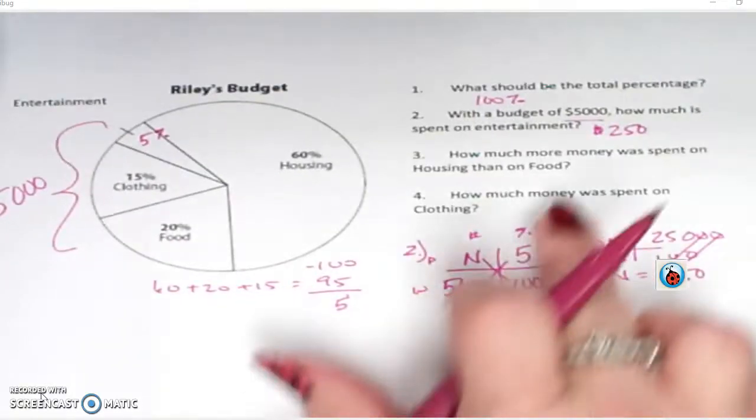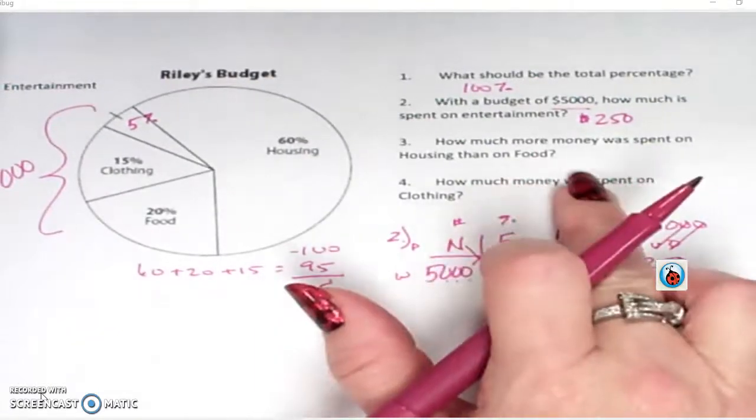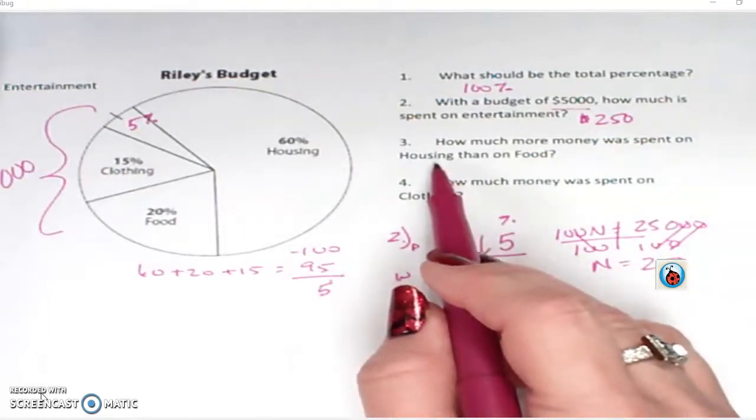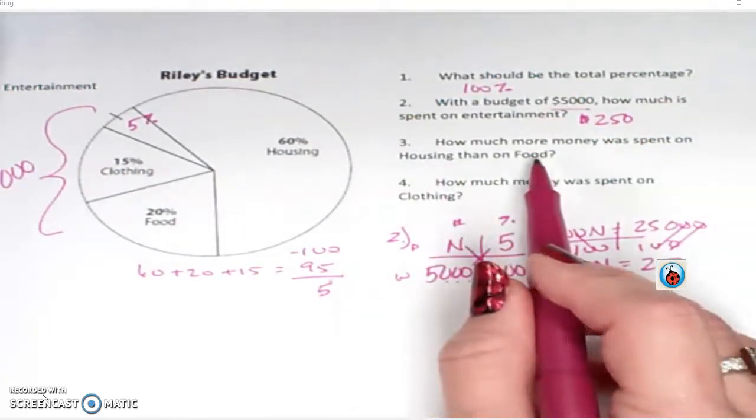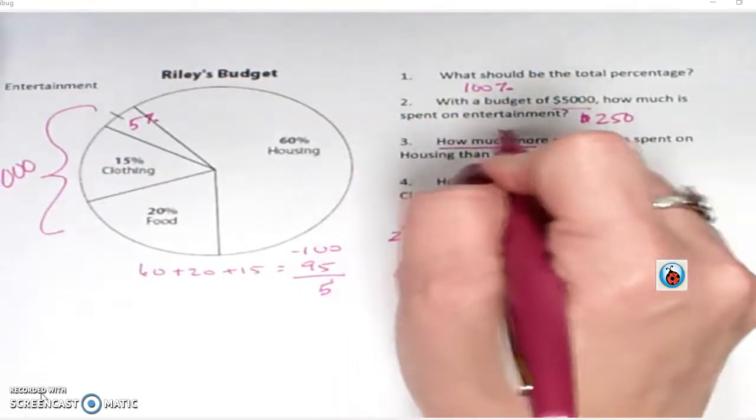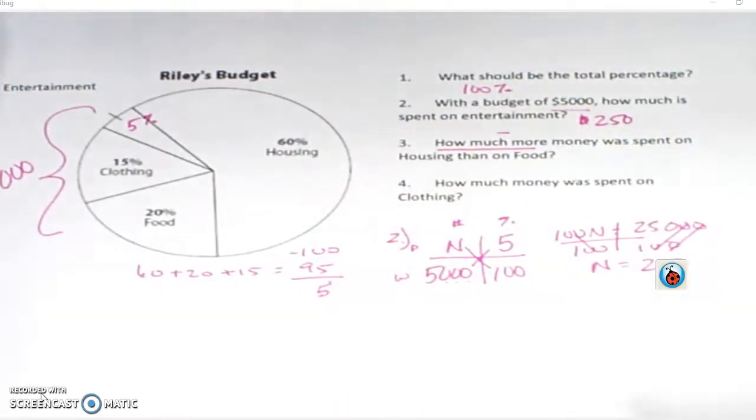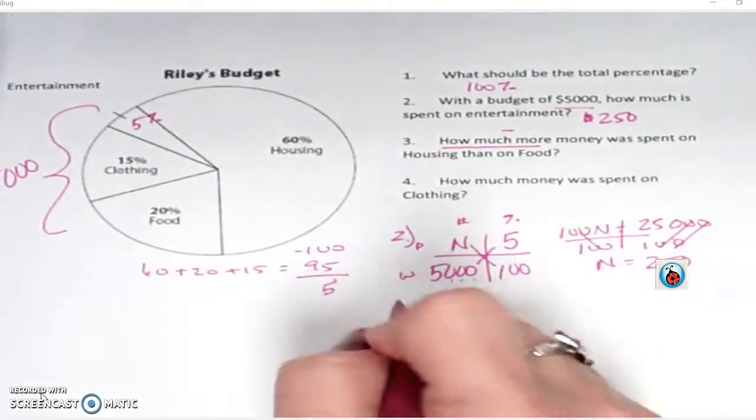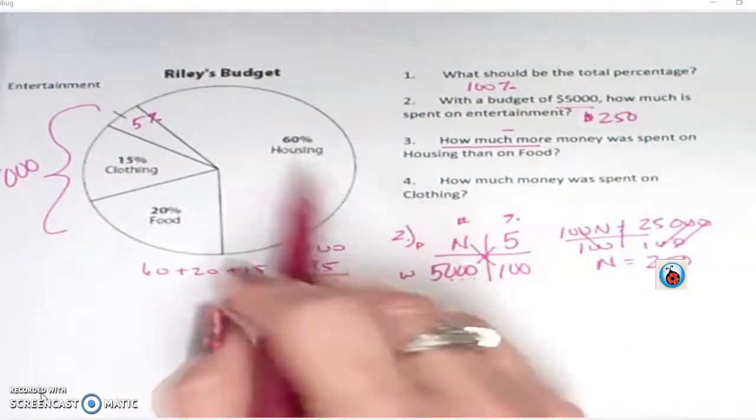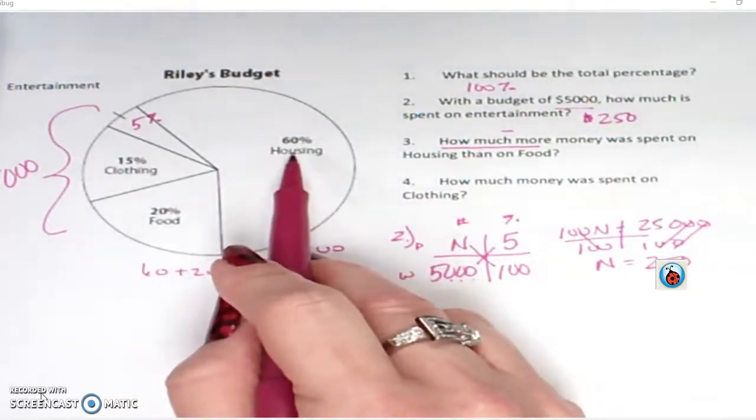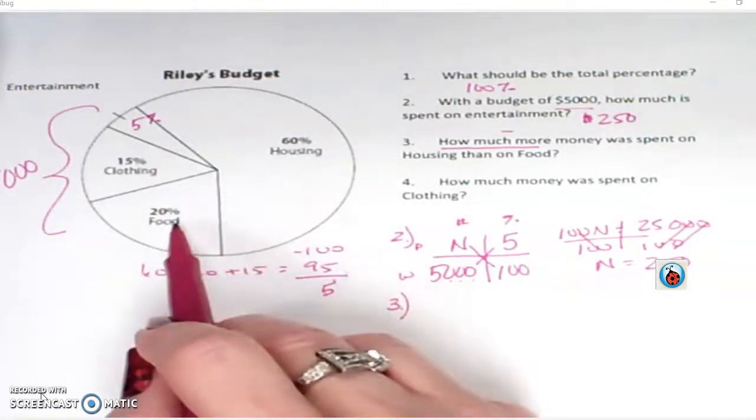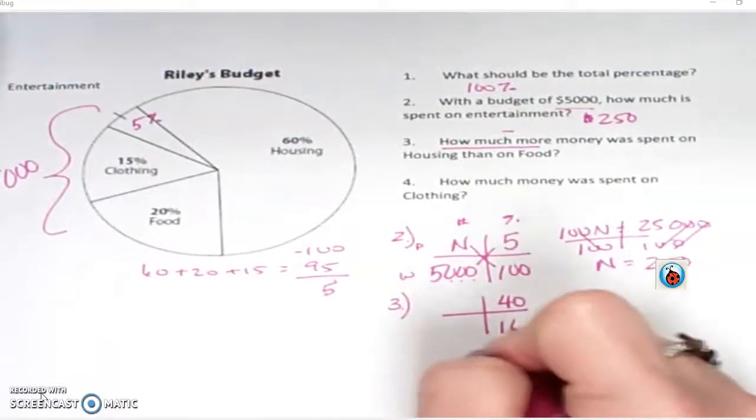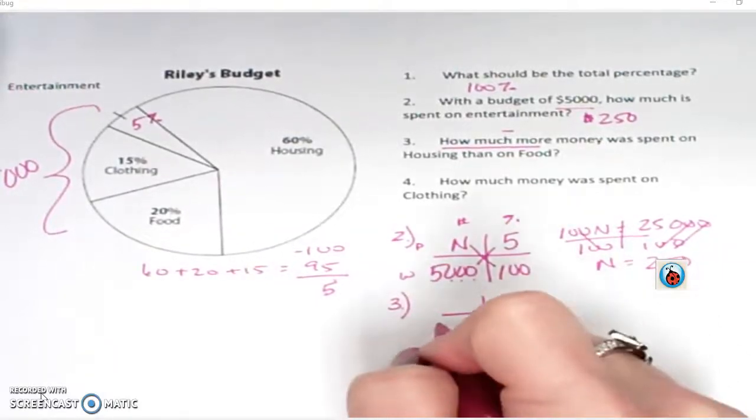To find out how much more money was spent on housing than on food, you could do this same process for housing, and then do the same thing for food, and then how much more tells you to subtract. Or you could work smarter, not harder. We could first figure out, for number 3, if housing was 60%, how much more is it than food of 20%? Well, it's a 40% difference.